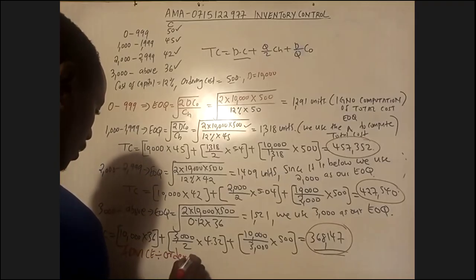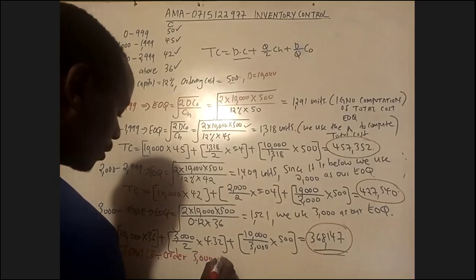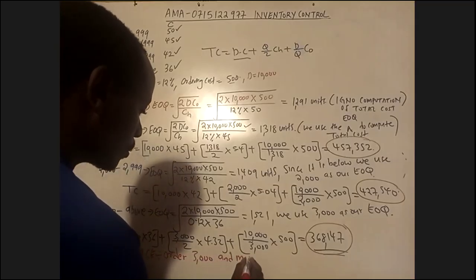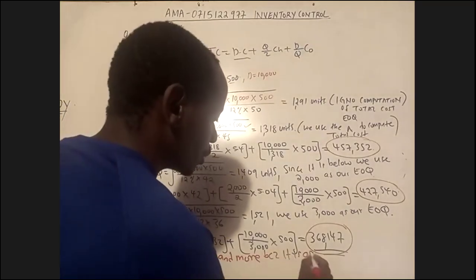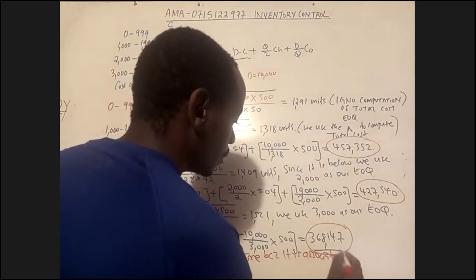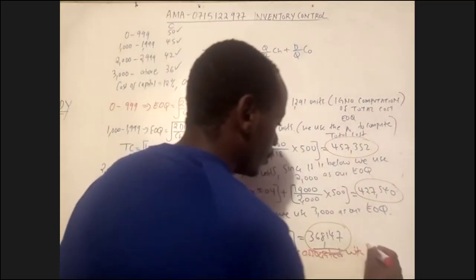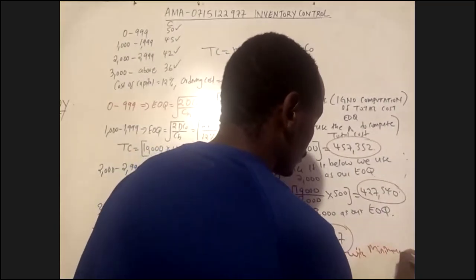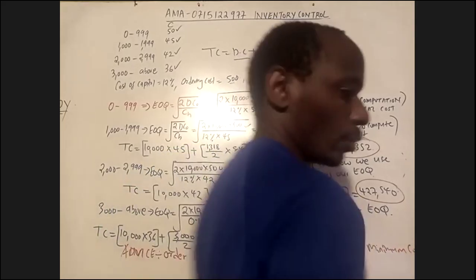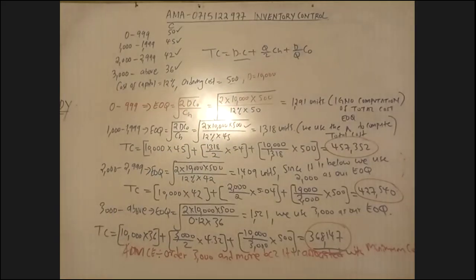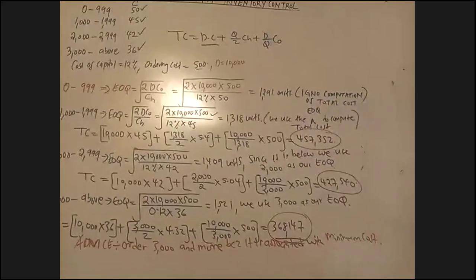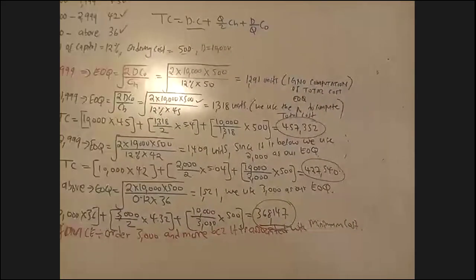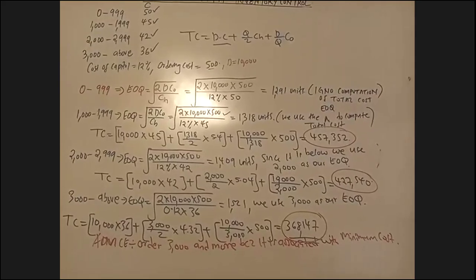Order 3,000 units and more because it is associated with minimum cost.